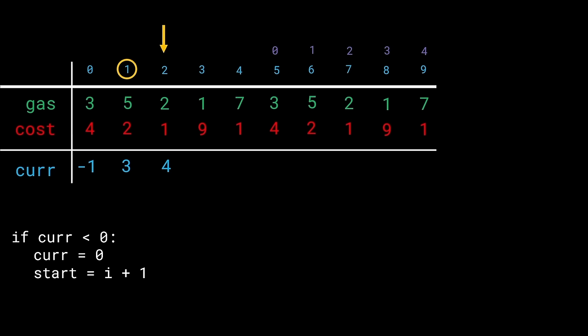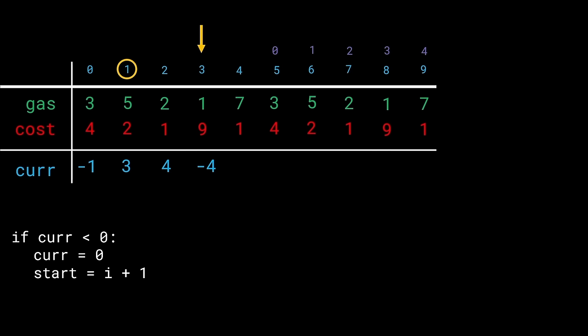So now I'm going to go to index 3. As soon as I go to index 3, I see that I have 4 units of gas. I fill it with 1, bringing me to a total of 5. Now I have 5 units of gas and the cost to go to the next station is 9, which means that the current comes out to minus 4 because 5 minus 9 is minus 4, which means that this will not work out either. We assumed that the starting index of 1 will work out for us, but it did not work out for us.